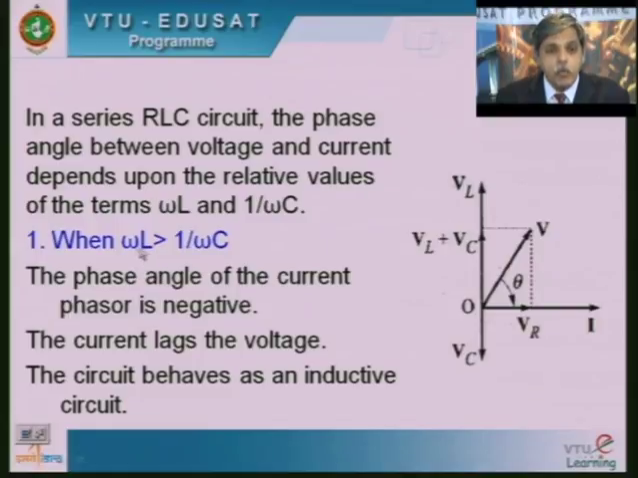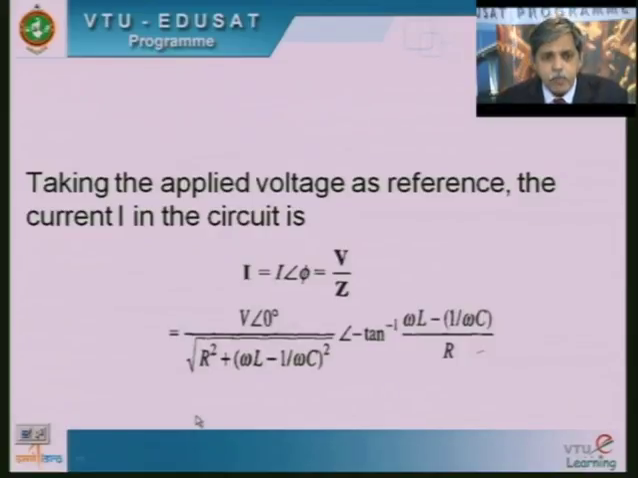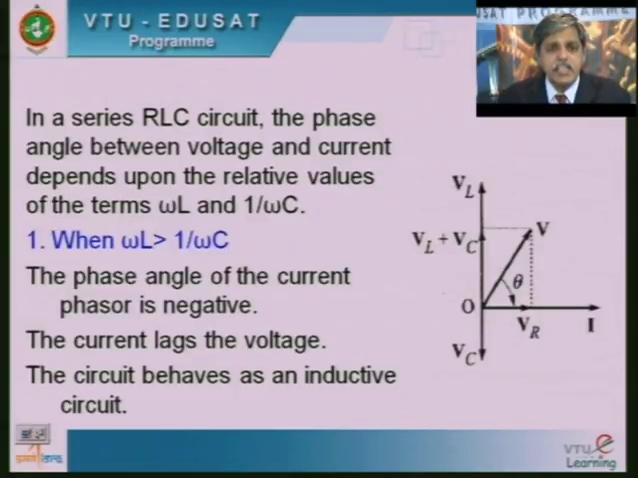Because when omega L is greater than 1 by omega C, if you take the previous slide, I will be getting this term as a positive term. Whether it is positive or negative doesn't matter, I have to see the sign here only. When omega L is greater than 1 by omega C, this term is positive. Therefore, I will be getting tan inverse of a positive value divided by R. So tan inverse of that will be positive, but the angle will be negative because of this minus sign here. So in this condition, the current is lagging behind.